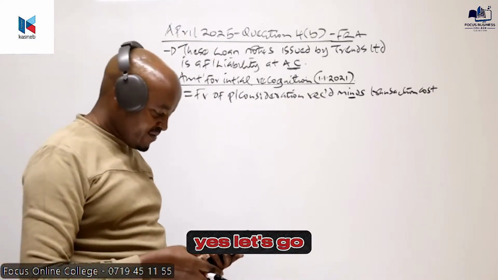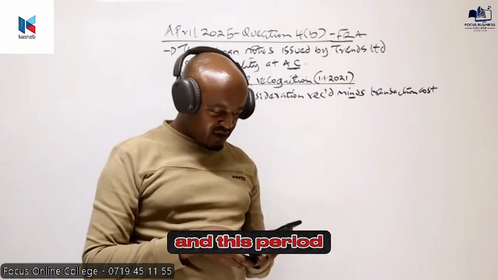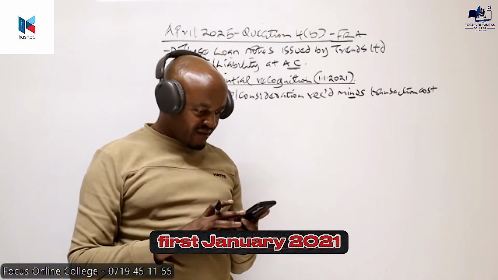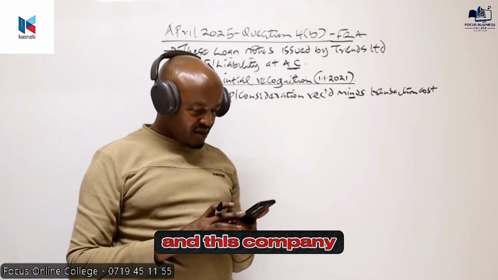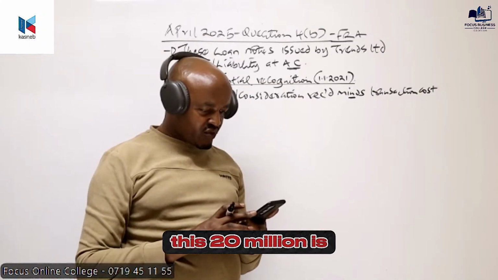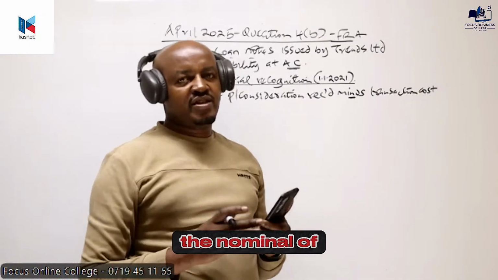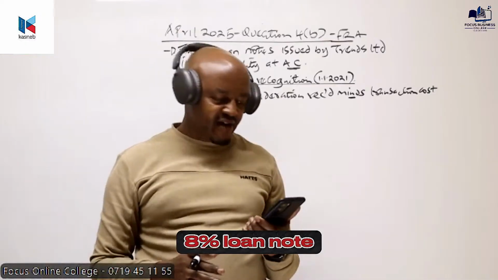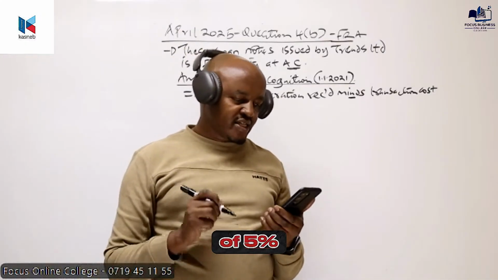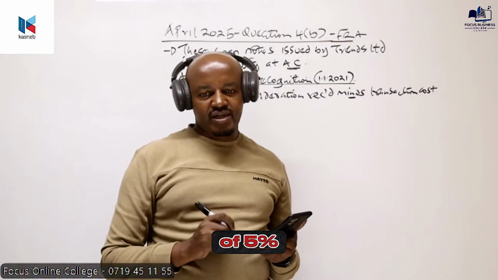Have we given this information? Yes. Let's go back to paragraph 1. And basically you're told that on 1st January 2021, this company issued shillings 20 million. This 20 million is the nominal or the par value, 8% loan notes at a discount of 5%.